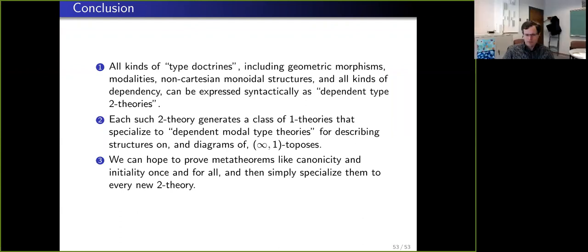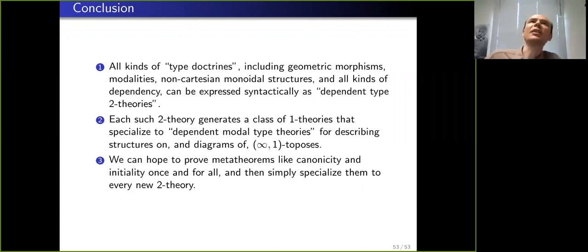I have a question about the slide that's still on the screen. Do you expect to need hypotheses on your doctrine in order to prove these meta-theorems, or do you expect them to be very generic? That's another good question.